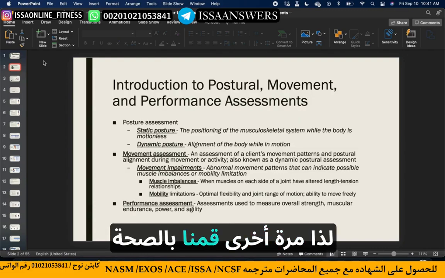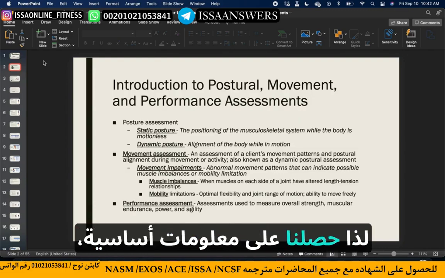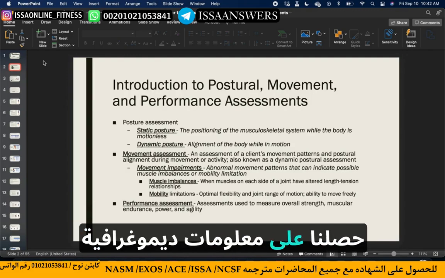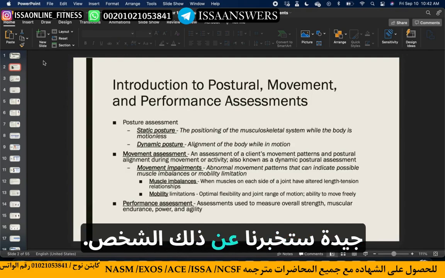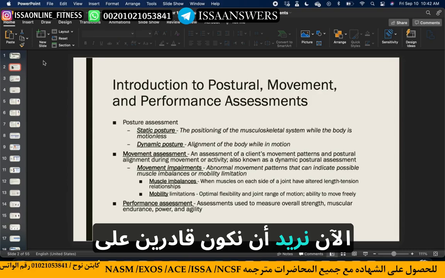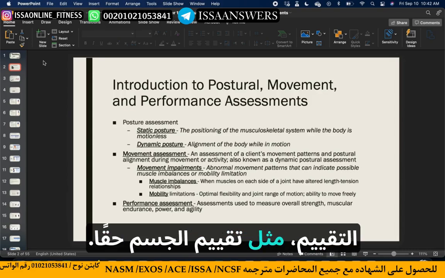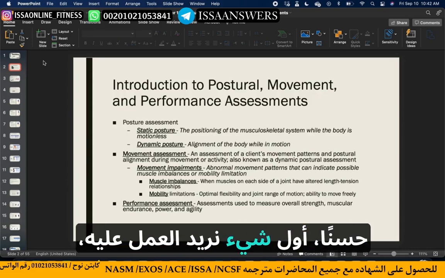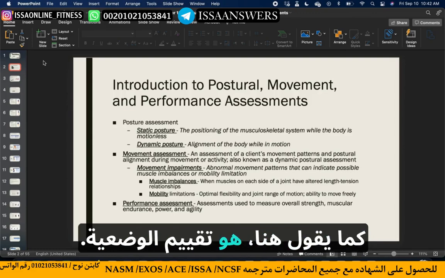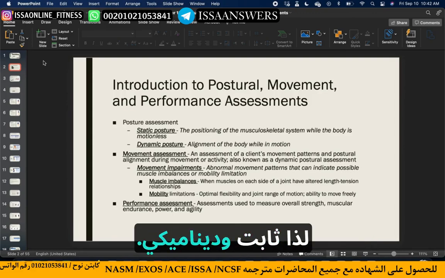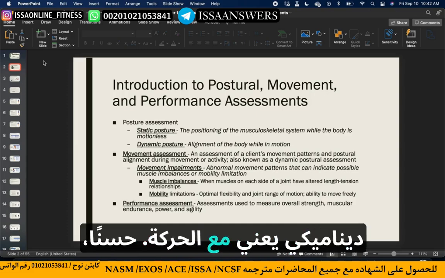So again, we did health, wellness, and fitness. So we got baseline information. We got really good demographic information that's going to tell us about that person. Well, now we want to truly assess the body. The first thing we want to work on, like it says here, is posture assessment. So static and dynamic. Static meaning motionless, dynamic meaning with motion.